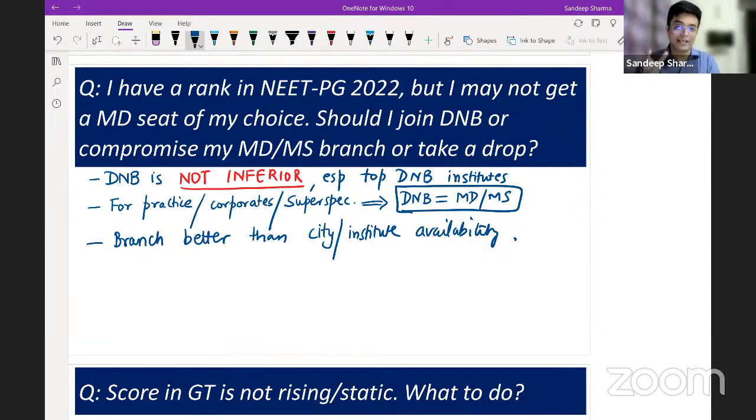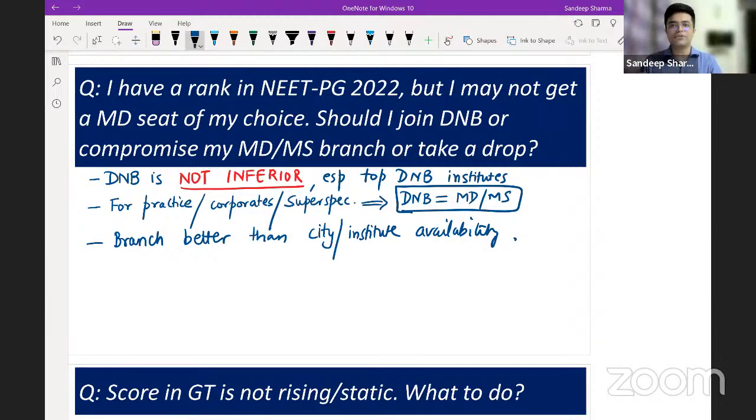When I say the best seat at your rank, it means it should be closer to the subject that you wanted to do. And even if you're getting DNB, it is fine. See, the passing rate of DNB is less, and the exit exam is always an issue, but at the end of the day, people do pass DNB. And dropping now for 1 year, you're not even sure that you are going to get the same rank that you got now. So it is a very dangerous thing when you consider dropping.